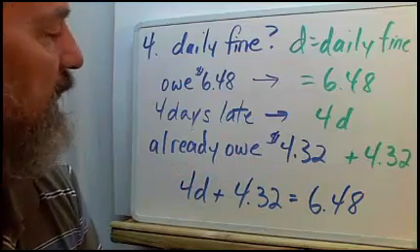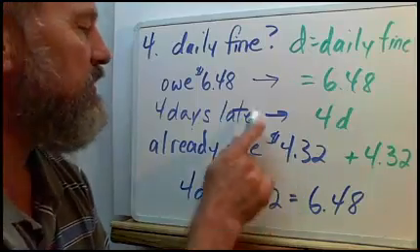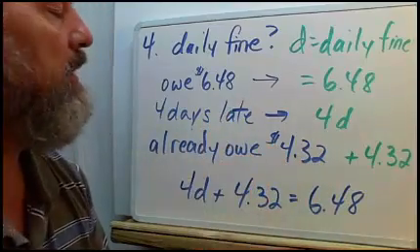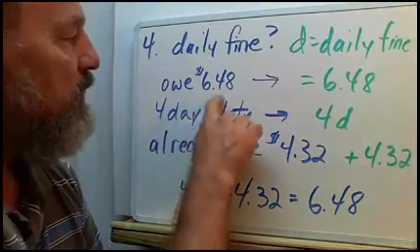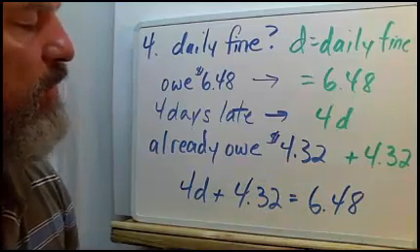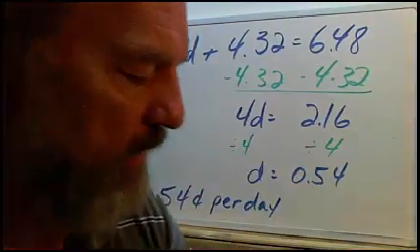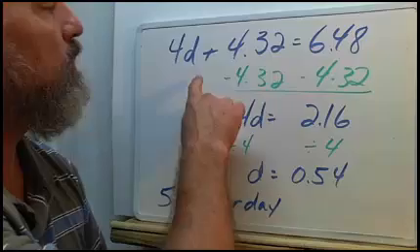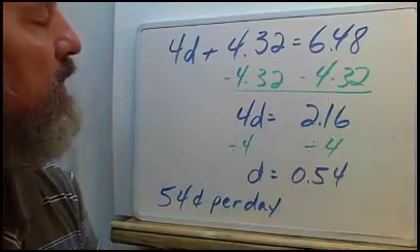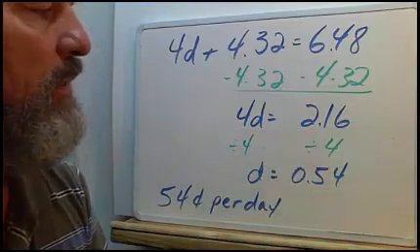And then lastly, we have the fact that we already owe $4.32. So obviously this is an addition problem. We have the original $4.32 plus late fee will give us a grand total. So we have 4d plus 4 and 32/100 equals 6 and 48/100, and it's a matter of solving our two-step equation, in which case we're going to undo the addition by subtracting. Subtract 4.32 from both sides of the equation. We get 4d equals 2 and 16/100.